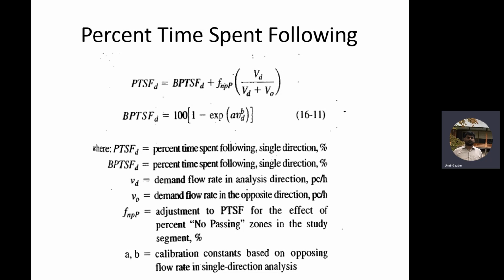Okay. So we are taking BPTSF here. I need A and B factors. I will show it to you. And I need the factor of no passing zone, the factor of percentage no passing zone, FNPP. Okay. So what was the base condition? The entire segment is passing. You have enough sight distance available on the entire segment for passing. Okay. So if it is not, then you have an adjustment factor for this.